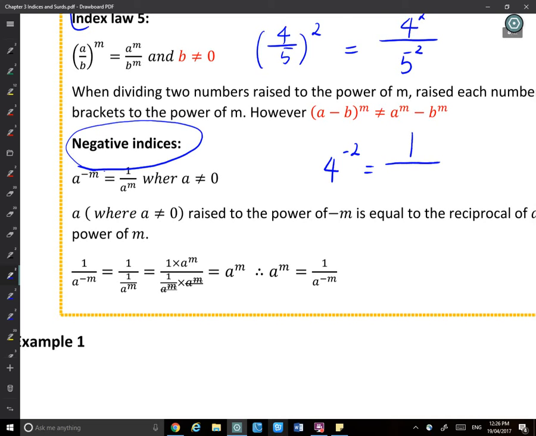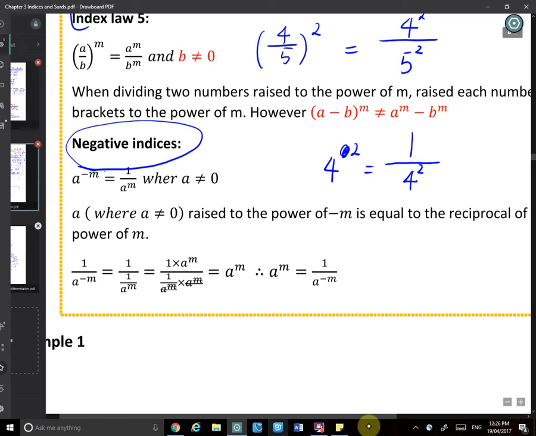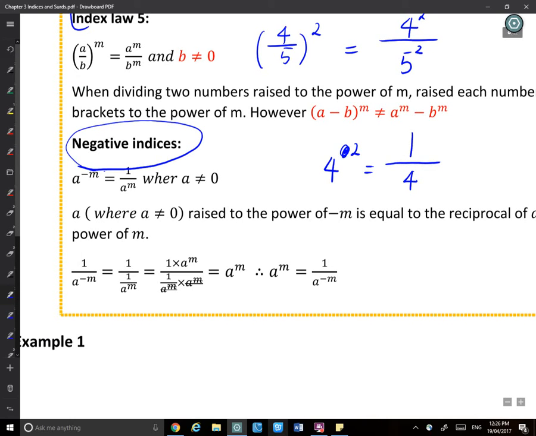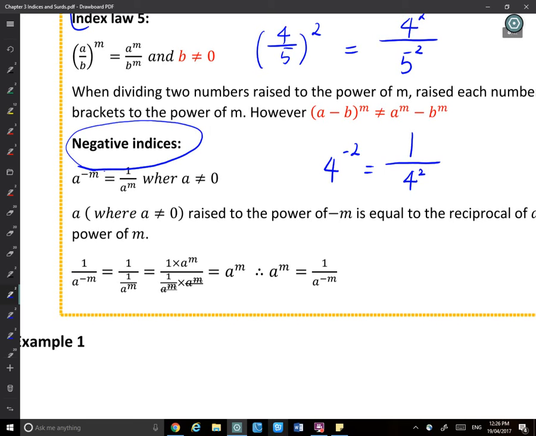You want to have a reciprocal. If you see a negative on the power, you just write 1 over, without thinking. 1 over what? You hide this negative sign, and you are left with 4 to the power of 2. The negative does one thing, which is the reciprocal. 1 over something. Over what? Take off the negative.